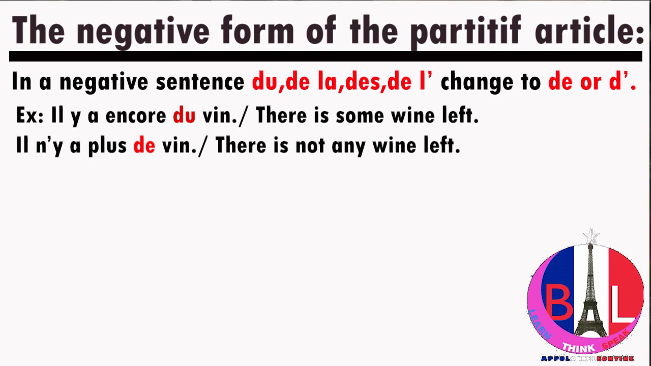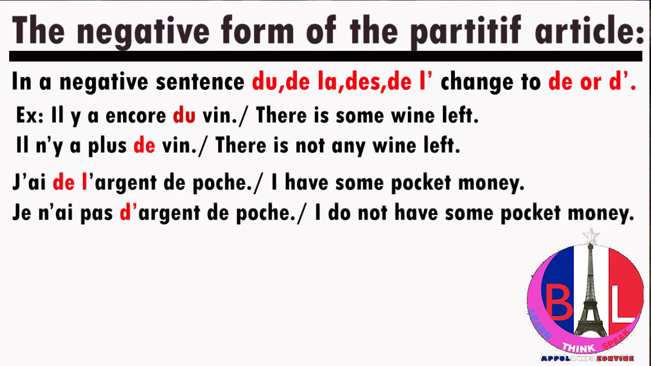Il y a encore du vin. You can see there is du there. But when it changes to negative, it will take de. Il n'y a plus de vin. There is no wine left. Okay? Then our second example here is j'ai de l'argent de poche. I have some pocket money.